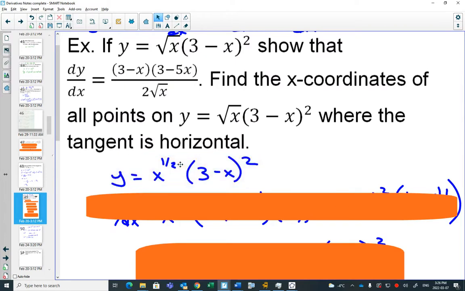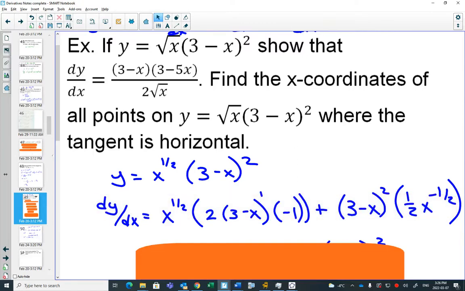First of all, preliminary setup. Change the square root to an x to the half. Then you have your product rule. Keep the first one the same, derivative of the second one. This is a tough one to see that it's a chain rule. But the derivative of the inside is -1. So you bring the 2 out in front, keep the inside the same, subtract 1 from the exponent, multiply by the derivative of the inside. Then keep the second one the same, multiply by the derivative of the first one.